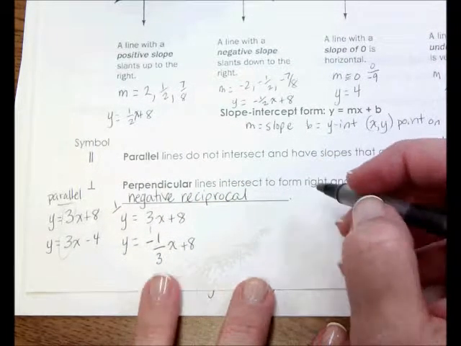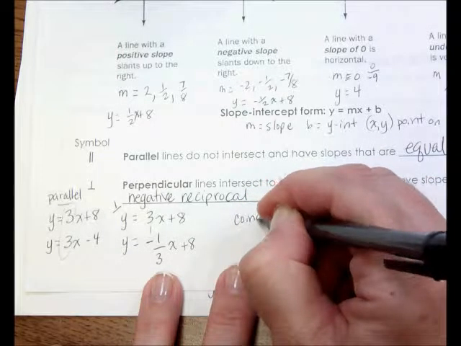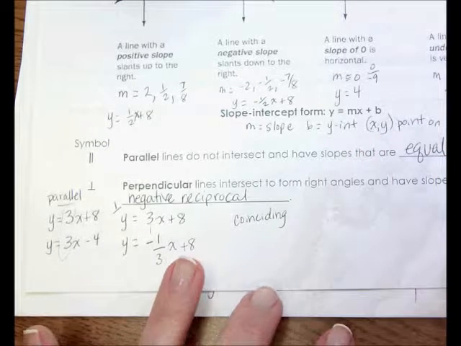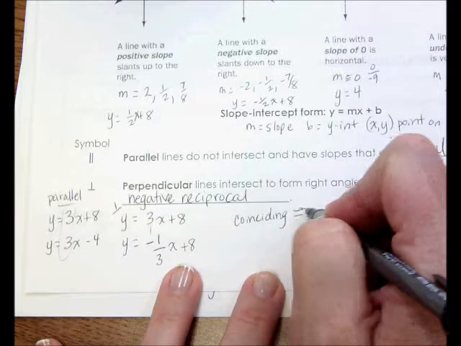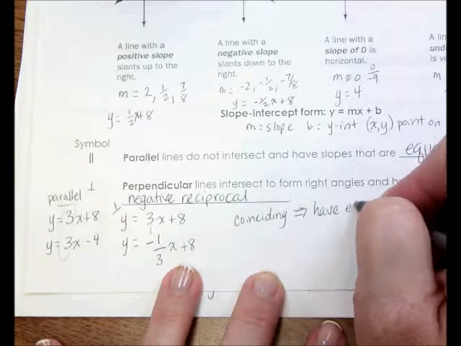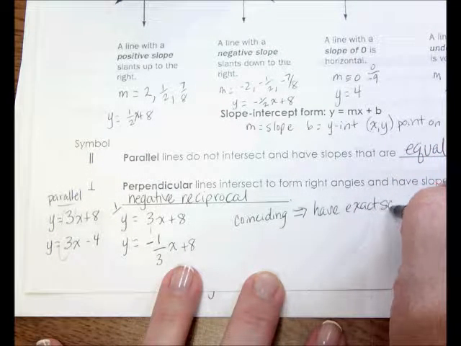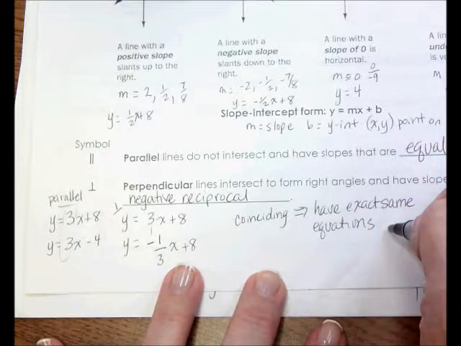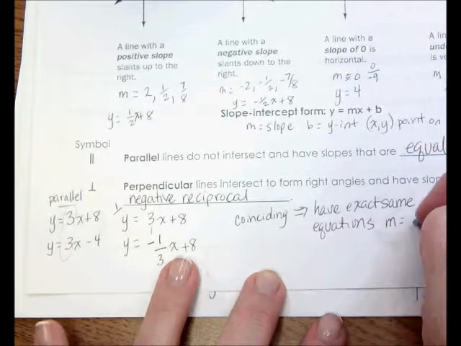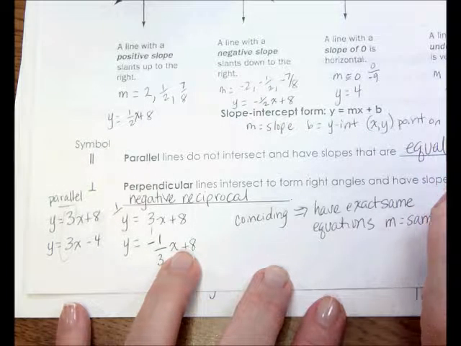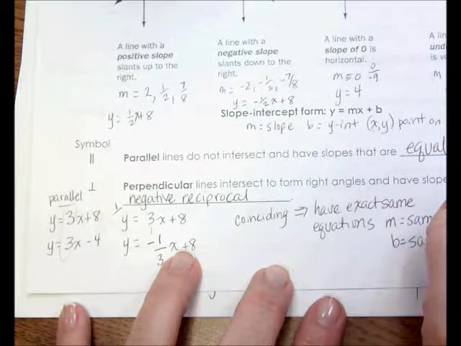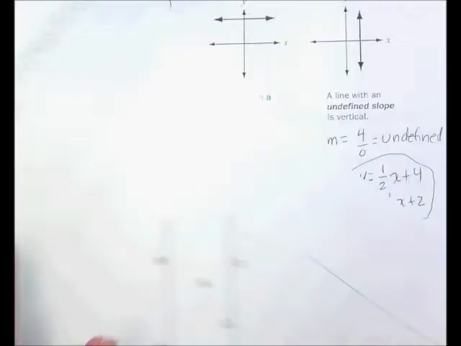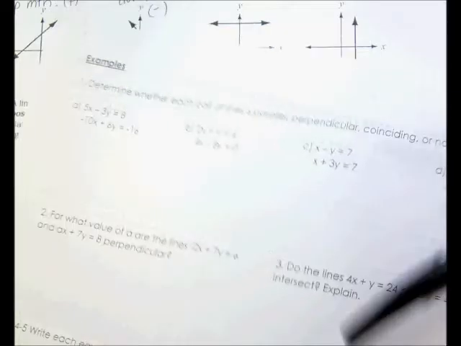So another concept that we talked about was coinciding lines. Now coinciding lines are lines that are on top of each other, and these have the exact same equations. That means that m is the same and b is the same number. Okay? So that kind of explains what you're going to be doing on the next page.